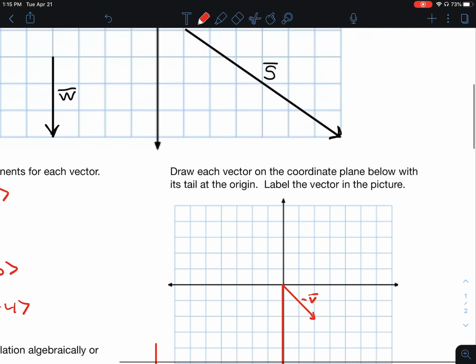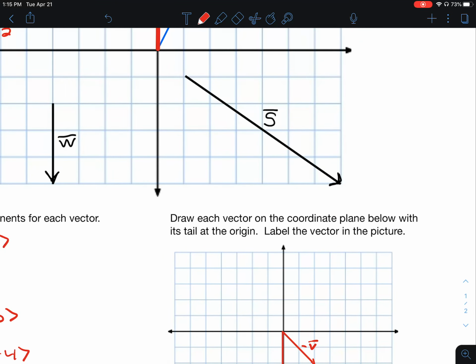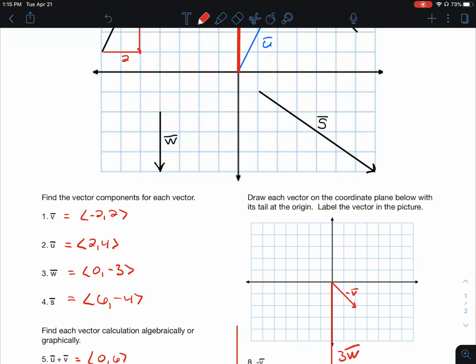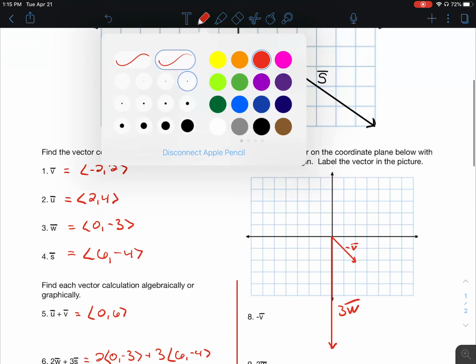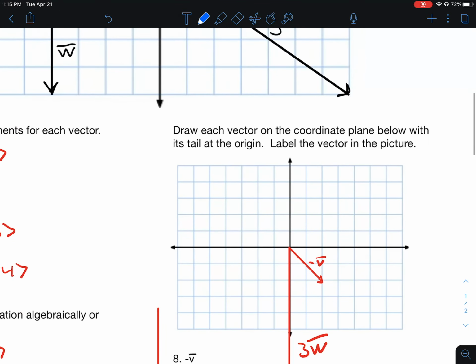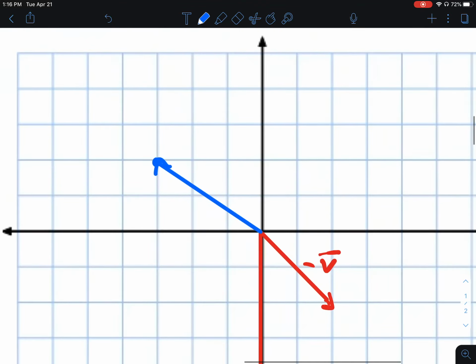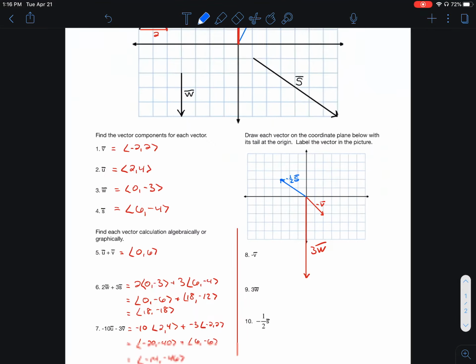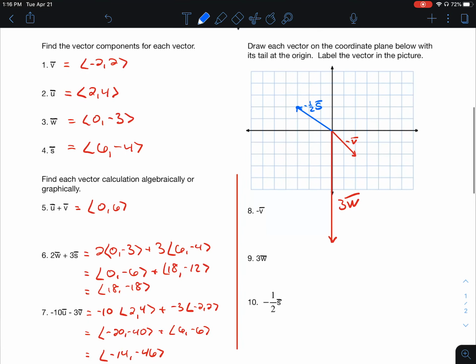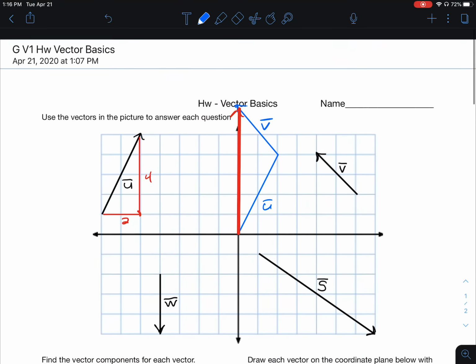10, negative 1/2 s. So s is down and to the right. If it's negative, it's up and to the left. So s went to the right 6 and down 4. If we cut that in half and go in the opposite direction, s is going to go left 3 and up 2. This is negative half of vector s. Everything's labeled correctly. All right, that finishes the homework.